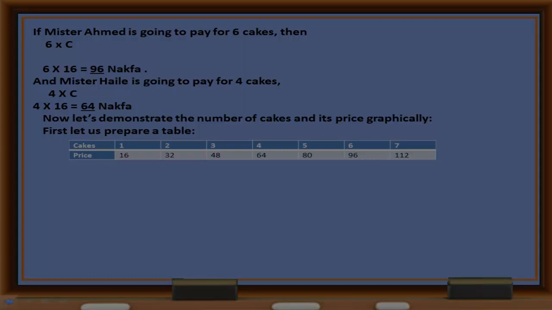Now let's demonstrate the number of cakes and its price graphically. First, let us prepare a table. For 1 cake, its price is 16. For 2 cakes, its price is 32. For 3 cakes, its price is 48. For 4 cakes, its price is 64, and so on.